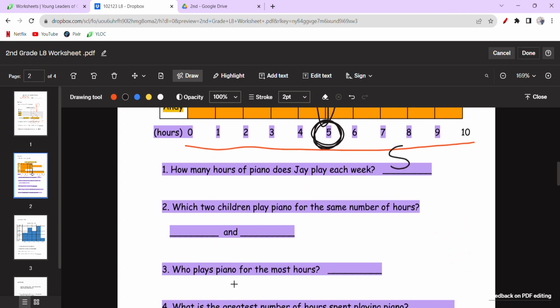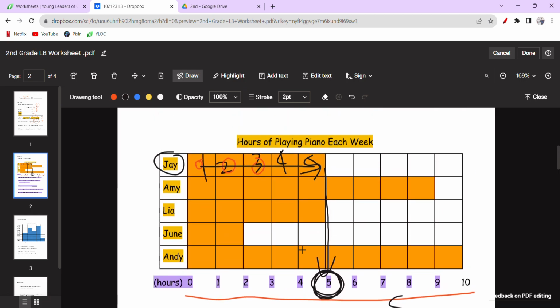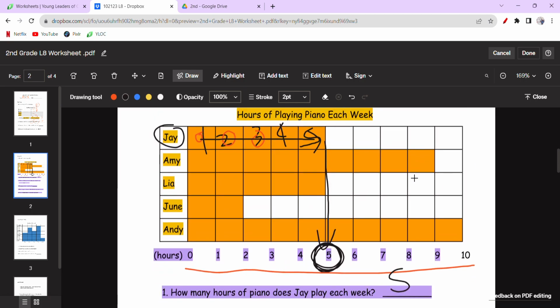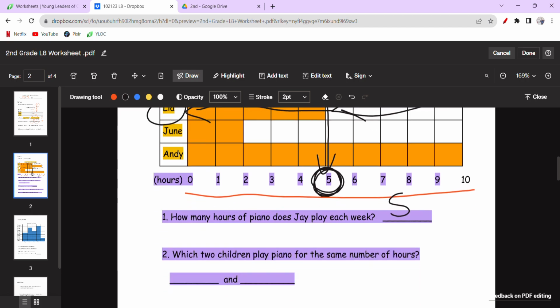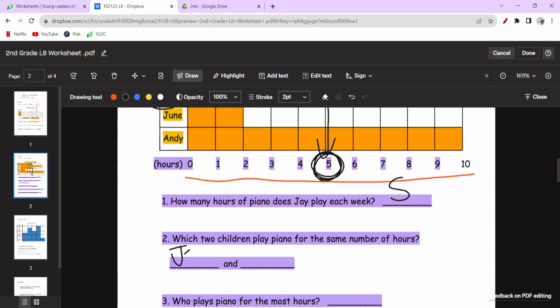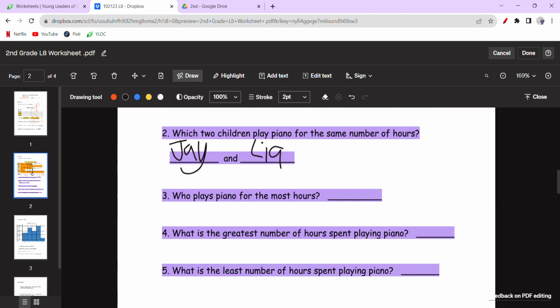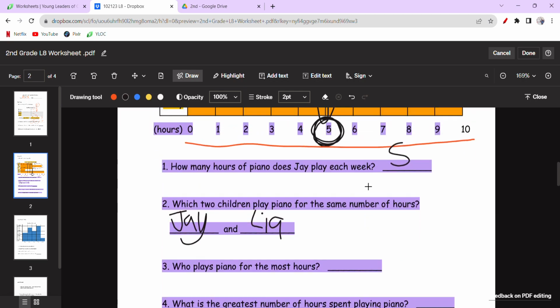Number 2, which 2 children play piano for the same number of hours? This is very simple to identify because we just look for which 2 people have the same amount, so they'll have the same amount of orange boxes. And if we look here, it seems like Jay and Leah have the same amount. Jay and Leah.